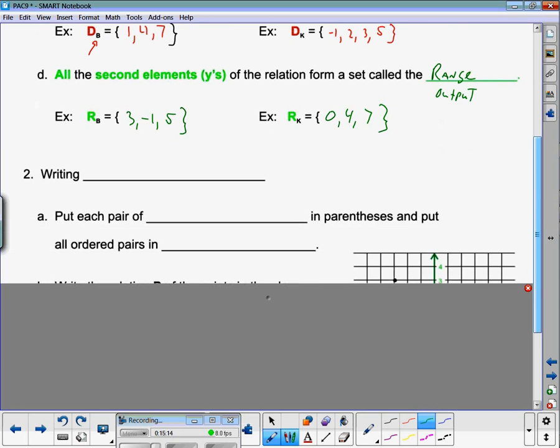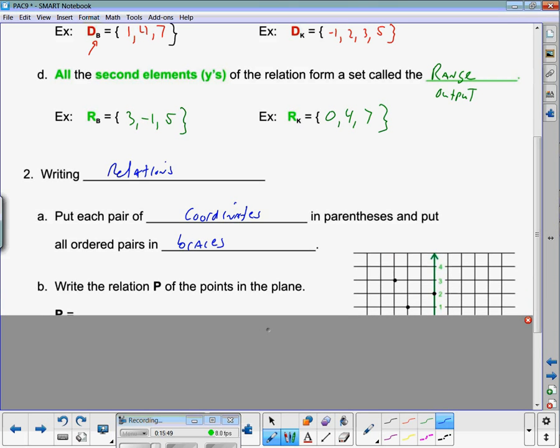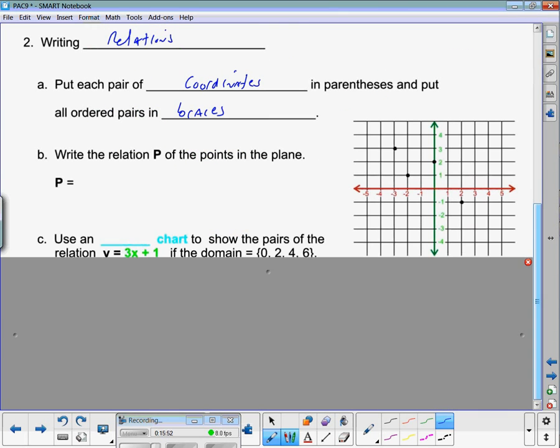Number 2, writing relations. All right, we're simply going to put each pair of coordinates in parentheses, and put all pairs in. Say it if you know it. Not brackets. Braces. Quiet, please. All right, so you just do just what's up above. So here we've got an example of a graph.